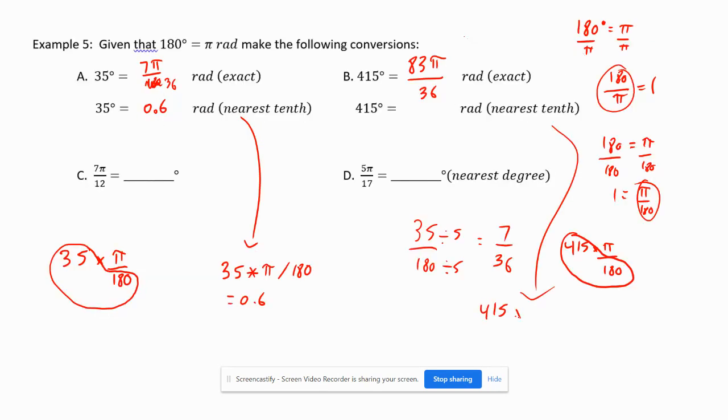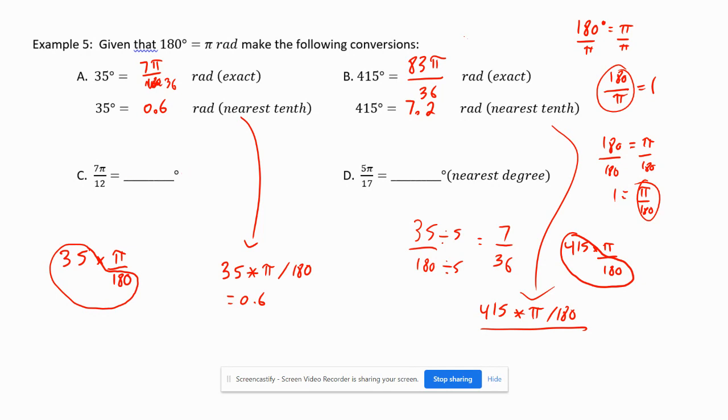415 times pi divided by 180. I'm just going to put this exactly like this in my calculator. 415 times pi divided by 180 equals 7.2 radians, like this. So exact value, leave it in terms of pi. Nearest tenth, 7.2. All right, 7 pi over 12 equals blank degrees.